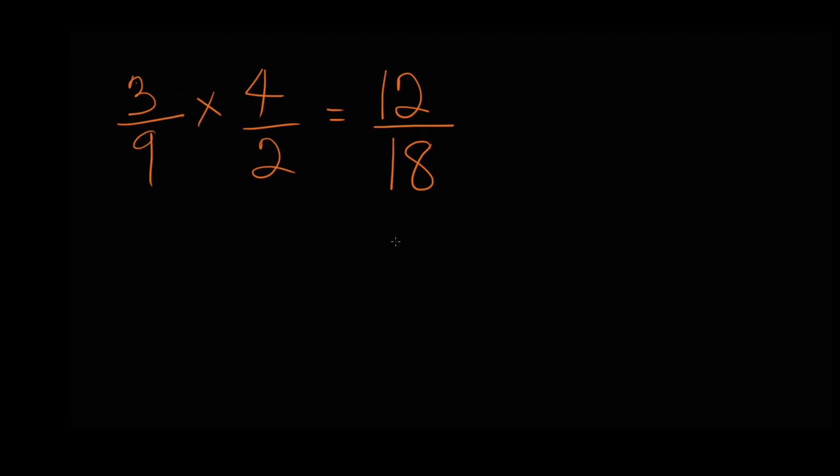Very good. So if you take a look at this, I can simplify this further. If you know your multiplication tables very well, you realize that 6 can go into 12 and 6 can go into 18. So 6 into 12 gives me 2, and 6 into 18 gives me 3. So my final answer is 2 over 3, because nothing can simplify this further.